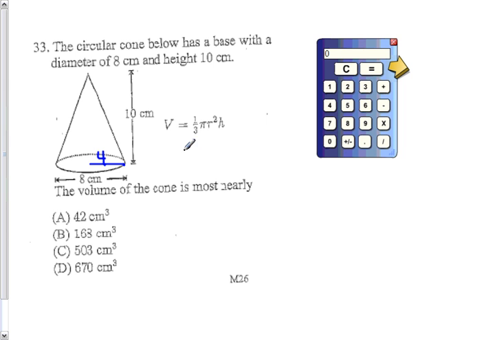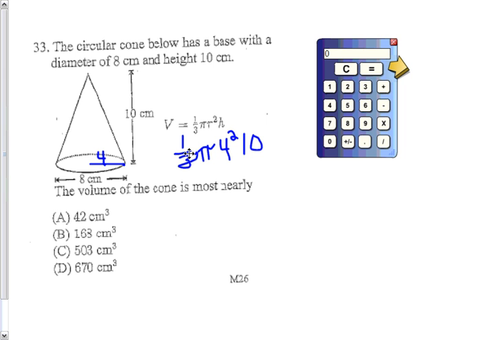So I'm going to plug in. We will have 1/3 and then pi, and then we have 4 squared. Now that's not 4 times 2, that is 4 squared, and then our height is 10 centimeters. So all those things multiplied together. Now the way you can handle this is with the 1/3. The way I would do it is I would multiply pi times 4 squared, or 4 times 4 times 10, and then just divide all of that by 3.